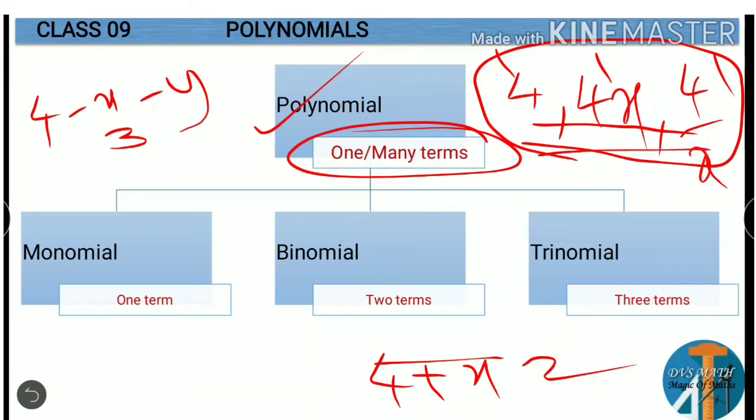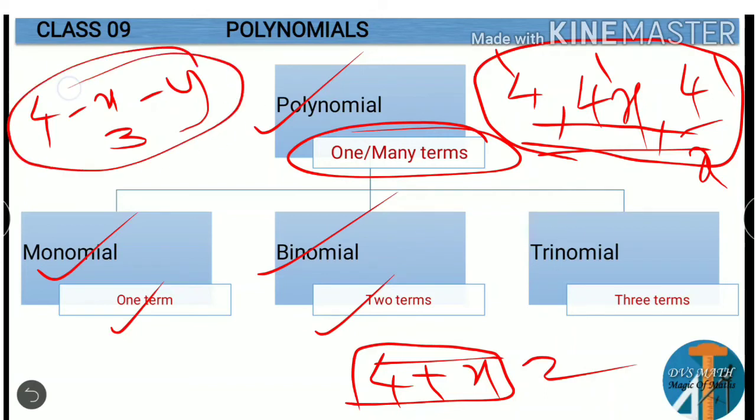Observe these 3: in all 3, there is only one term. These types of expressions we call monomial. Monomial means an expression consisting of only one term, so 4, 4x or 4 by x, you can consider any example. If any expression consists of only one term, we call it a monomial. Observe this, 4 plus x. We have 2 terms. If any expression consists of 2 terms, we call it a binomial. Bi means 2, mono means 1. Remember that mono means 1, bi means 2. So if it is 1 term, it is a monomial; if it is 2 terms, it is a binomial.